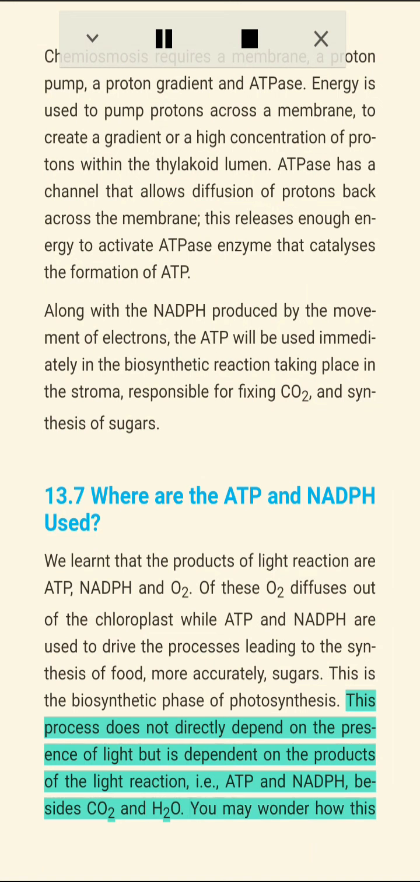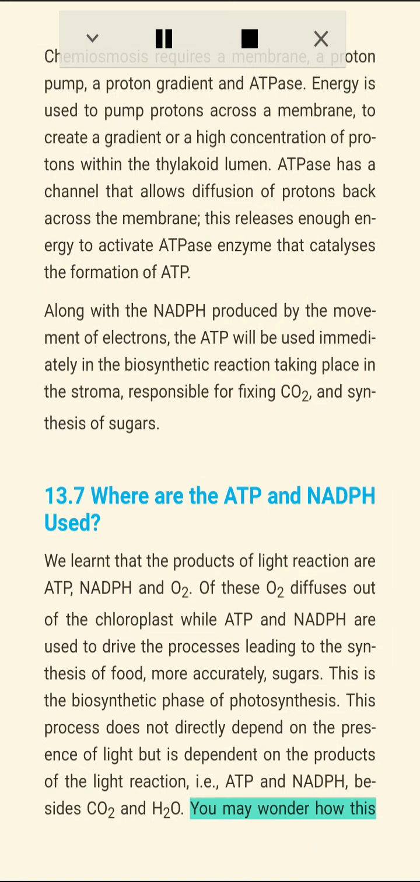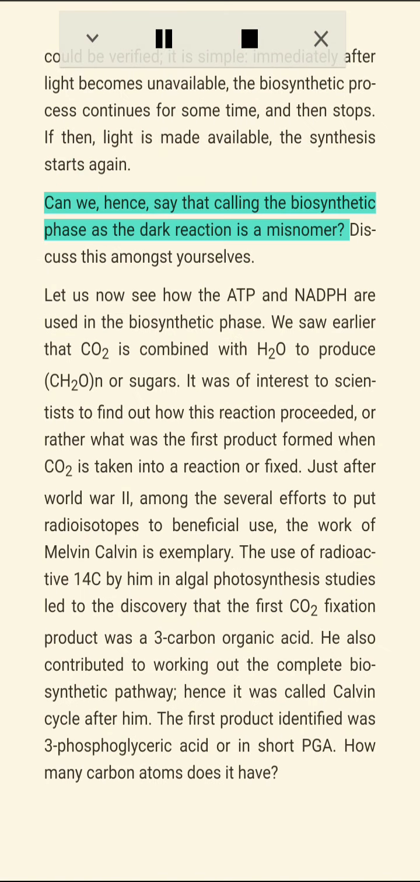This process does not directly depend on the presence of light but is dependent on the products of the light reaction, i.e., ATP and NADPH besides CO2 and H2O. You may wonder how this could be verified. It is simple. Immediately after light becomes unavailable, the biosynthetic process continues for some time and then stops. If then, light is made available, the synthesis starts again.